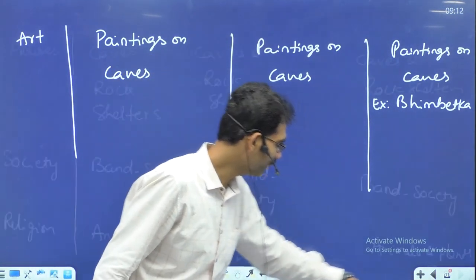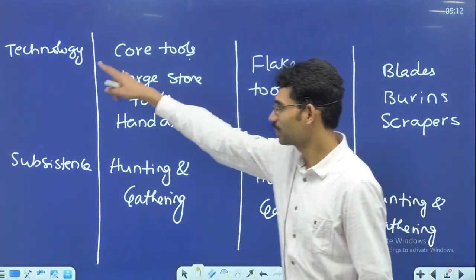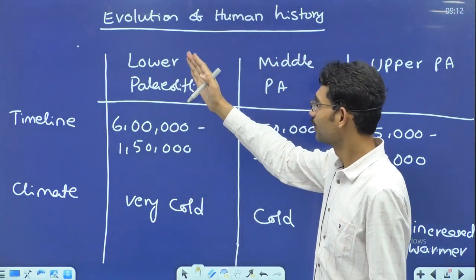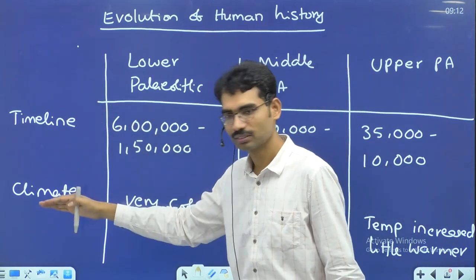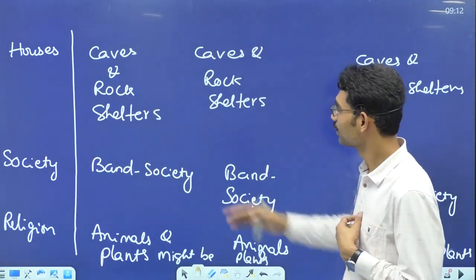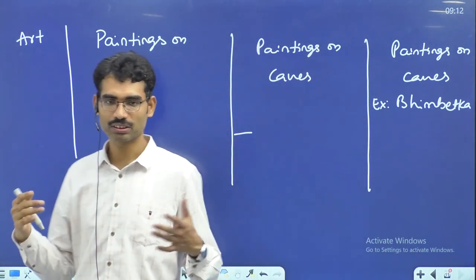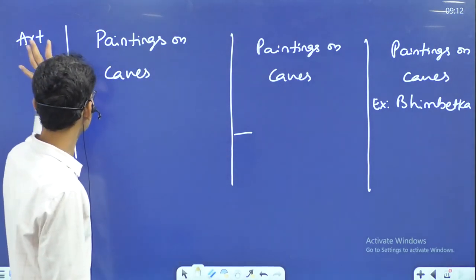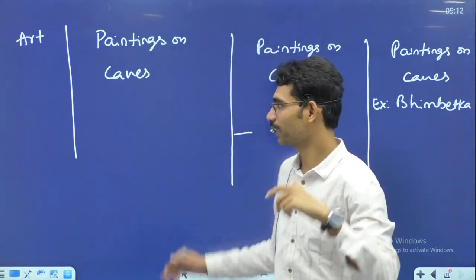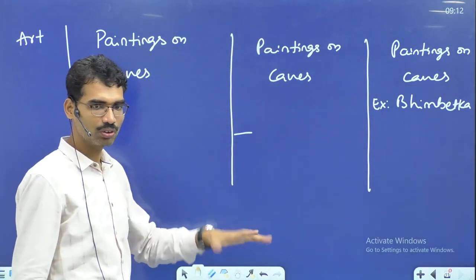This is how. Now you see, for everything, whatever may be the question, whatever may be the time period, these dimensions are going to be common. You take the Vedic time period, timeline, their conditions, technology, subsistence, then houses, society, religion, and art. Our questions also, same thing. So it can be asked about art of the Gupta time period, religion of the Vedic time period, subsistence pattern of Neolithic people. So these are the same dimensions throughout our history.